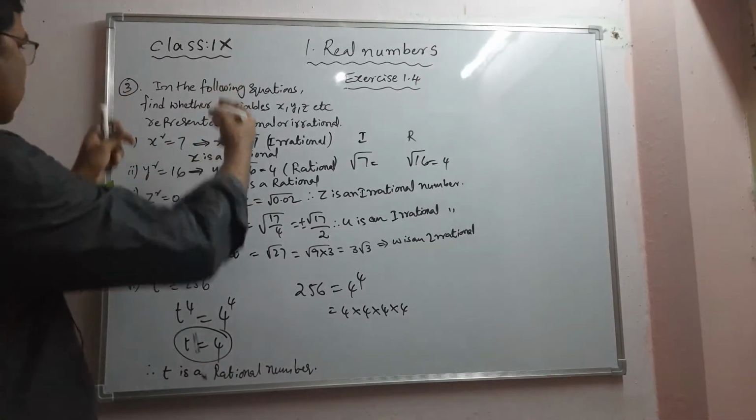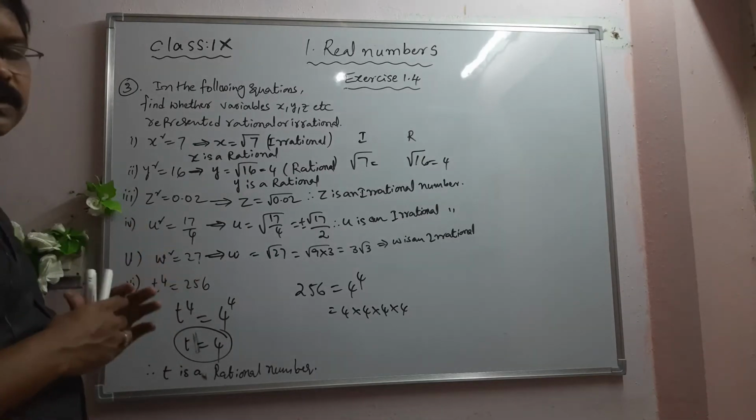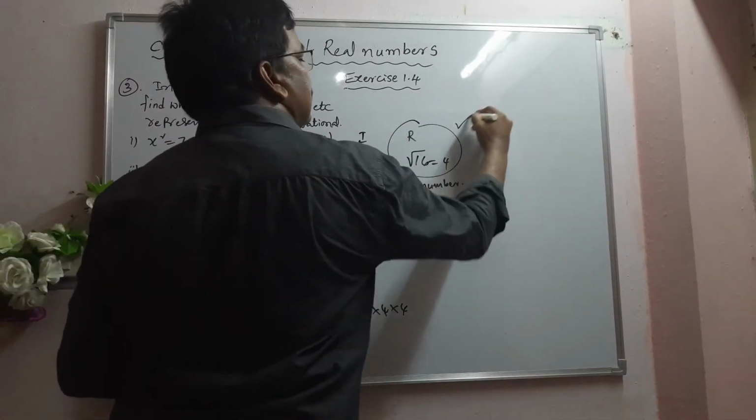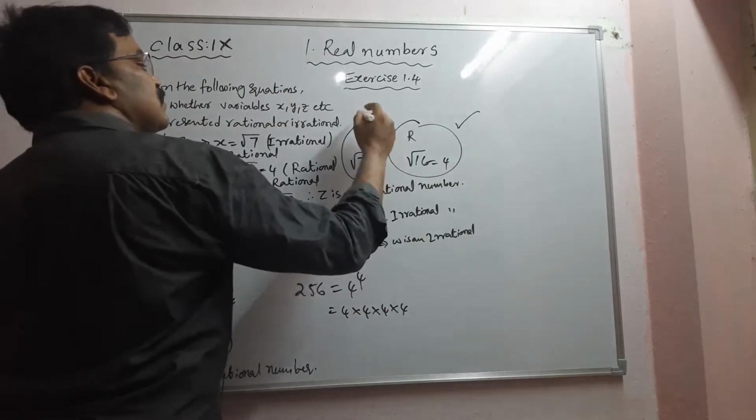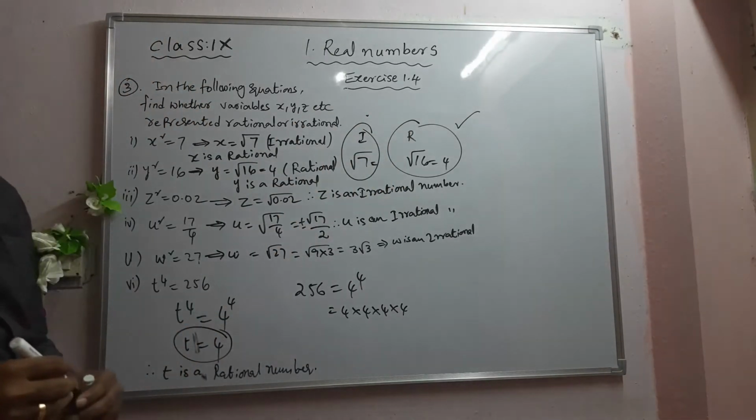So, after we completed this third set, our conclusion is: the numbers having perfect square roots are called rational. The numbers not having perfect square roots are called irrational.